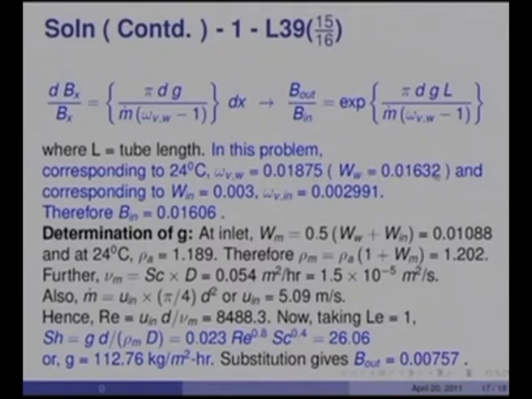is 0.01632, and corresponding to W in equal to 0.003, omega V in will be 0.0029991, and therefore B in is 0.01606. We now determine G. Now, at inlet the mean value of the specific humidity will work out to be 0.01088, because we know WW and we know W in.